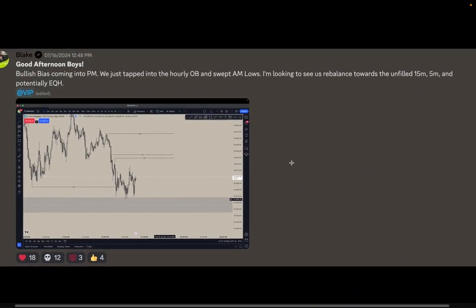Let's go into this PM example, okay? Bullish bias coming into PM. We just hopped in this hourly order block and we swept AM lows. I'm looking to see us rebalance towards unfilled 15-minute, 5-minute, potentially equal highs.